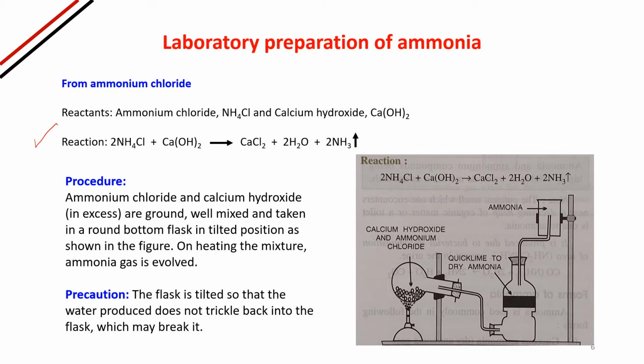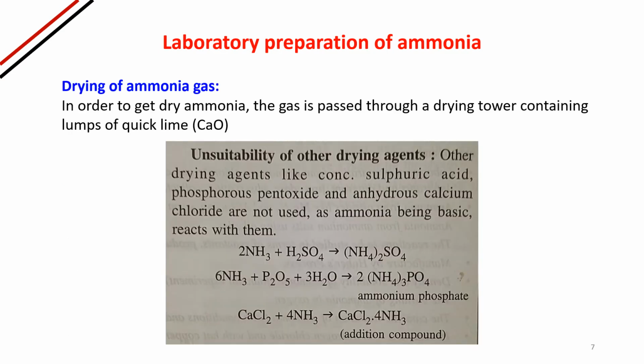Some precautions to be taken. The flask is tilted so that the water produced during the reaction does not trickle back into the flask, which may break it. Drying of ammonia gas: in order to get dry ammonia, the gas is passed through a drying tower which contains quicklime, calcium oxide.